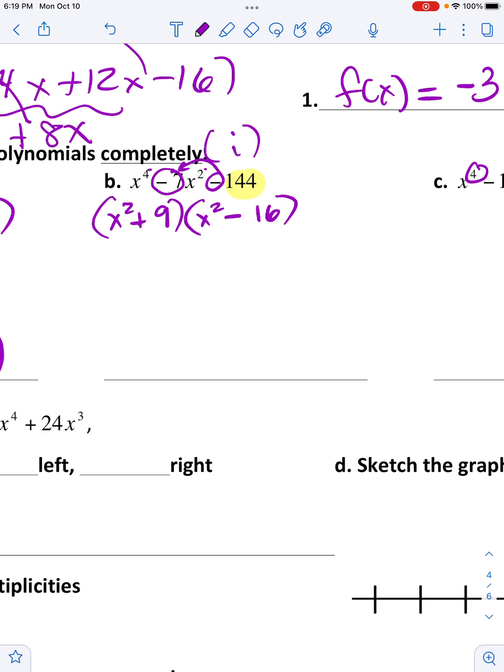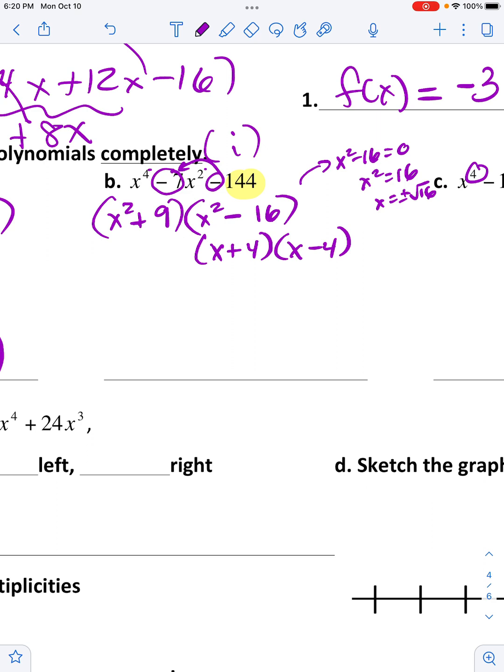By now you should be pretty savvy with this difference of squares here, but keep in mind that the other one, you now can kind of break apart because what you really did here was think x squared minus 16 equals 0. So if I add the 16 to the other side and then I square root it, I'm going to get my plus or minus 4.